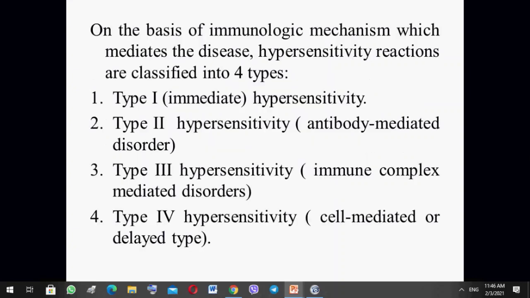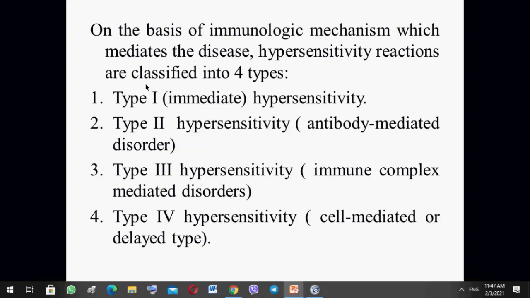On the basis of the immunological mechanism which mediates the disease, hypersensitivity reactions are classified into 4 types. So these hypersensitivity reactions have 4 types according to their mechanism, which include type 1, type 2, type 3, type 4. And these types are named specifically for each type of reaction. They are like the cranial nerves. When we say the 7th, we mean the facial nerve. The 5th is the trigeminal nerve.